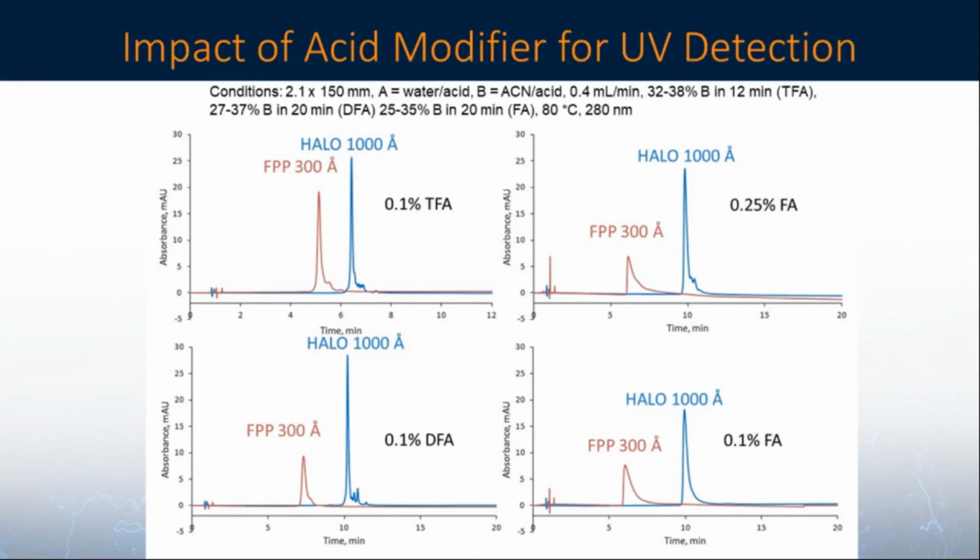column. In the top right-hand panel, the formic acid has been increased to 0.25%. This results in a sharper peak for the Halo 1000 angstrom column, but not quite as sharp as was observed with the TFA and DFA conditions.